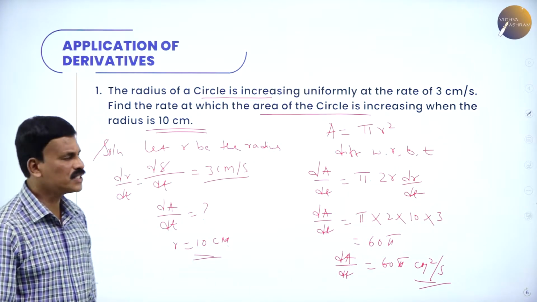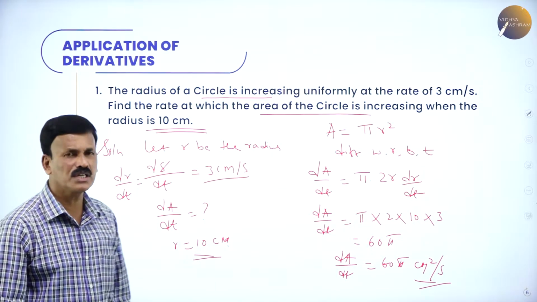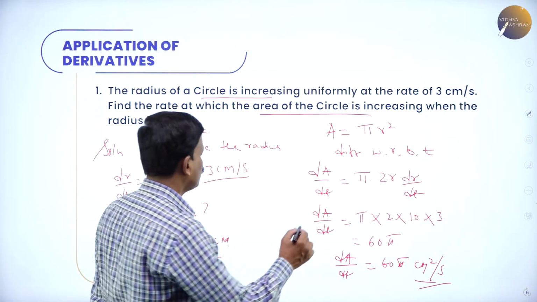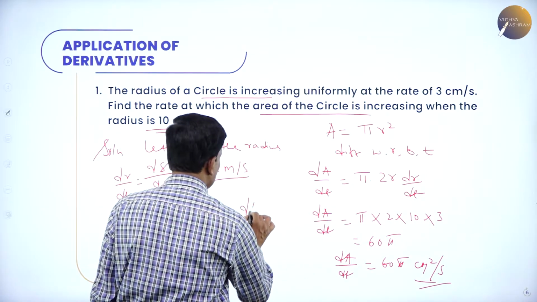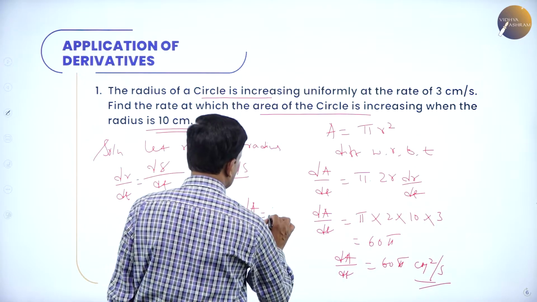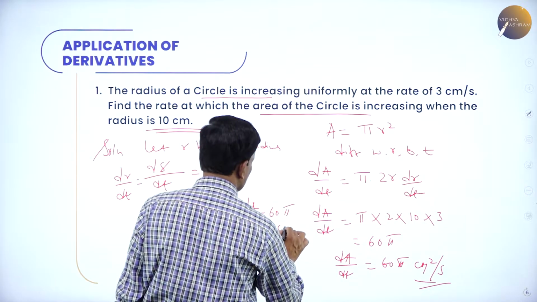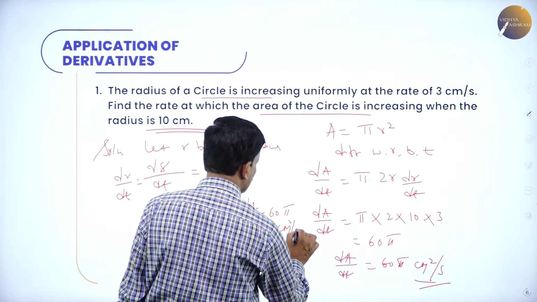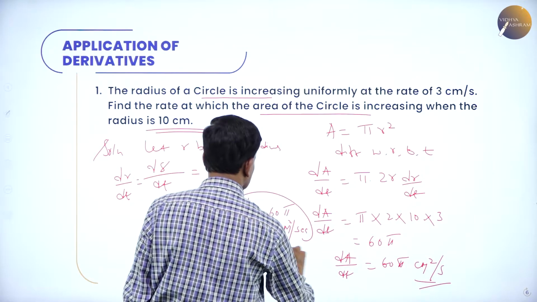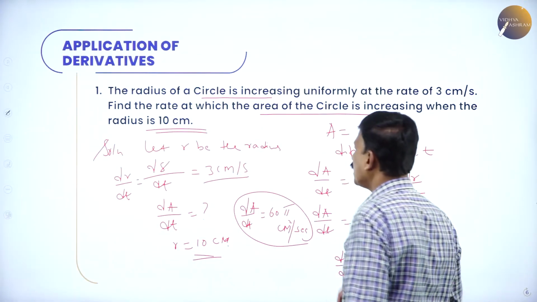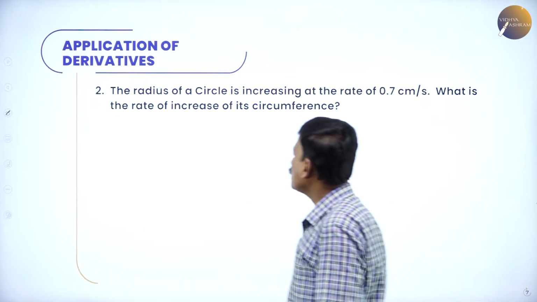So the required answer, dA by dt, is equal to 60 pi centimeters square per second. That's it. Now let us come to the next problem. What is our next problem?